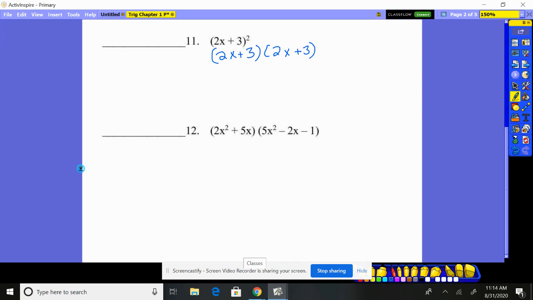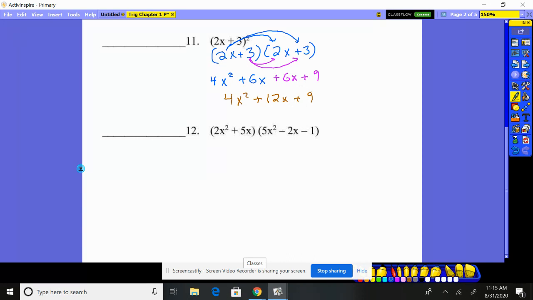Now we're going to have to, again, shake hands or distribute each piece through. So we're going to have to do 2x times that 2x and the 2x times that 3. Then we're going to have to come back and distribute this 3 through there and the 3 through there also. So let's start. 2x times 2x is 4x squared. 2x times the 3 is 6x. When I do the 3 distributed through, 3 times 2x gives me another 6x, and 3 times 3 gives me 9. Now I just need to clean up things. I have a 4x squared, 6x and 6x is 12x, and then we just have the number 9.